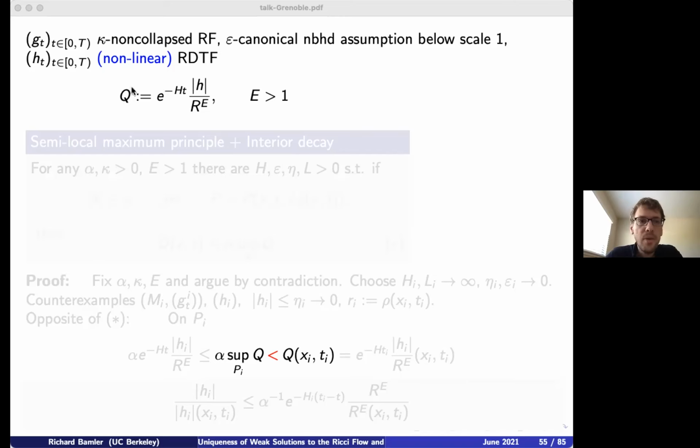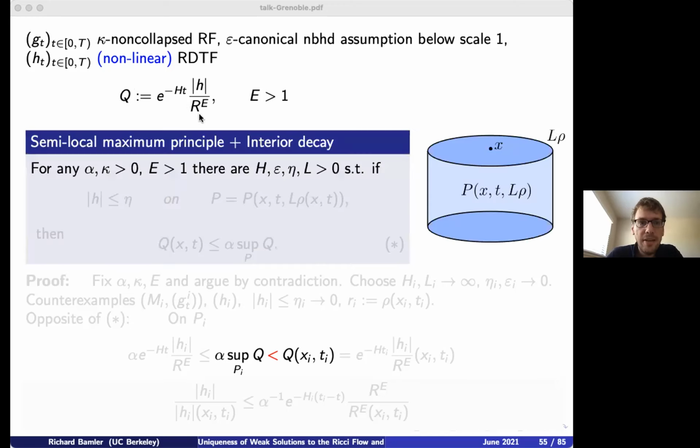Okay, so now this quantity more or less can be used to control h, right? Modulo these two weights here. And now I can finally state the main theorem for nonlinear Ricci de Turck flows, which I'll refer to often as a semi-local maximum principle, or an interior decay estimate.